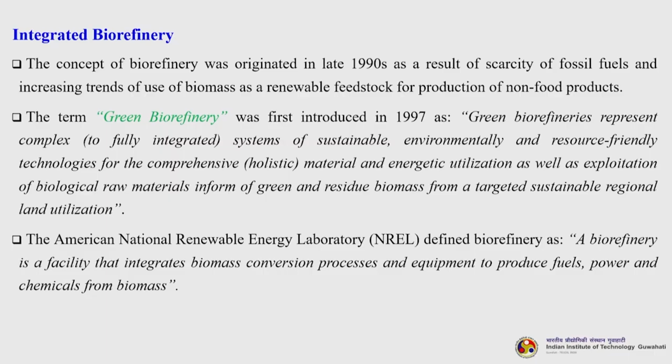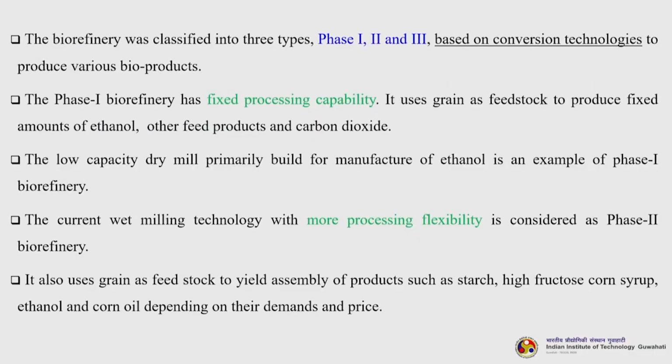Then the American National Renewable Energy Laboratory, the NREL, defined a biorefinery as a facility that integrates biomass conversion processes and equipment to produce fuels, power and chemicals from biomass. Biorefinery was classified into three types: phase 1, phase 2 and phase 3, based on the conversion technologies to produce various bioproducts. So, phase 1 biorefinery has a fixed processing capability. It uses grain as feedstock to produce fixed amounts of ethanol, other feed products and carbon dioxide. The low capacity dry mill primarily built for manufacture of ethanol is an example of the phase 1 biorefinery.